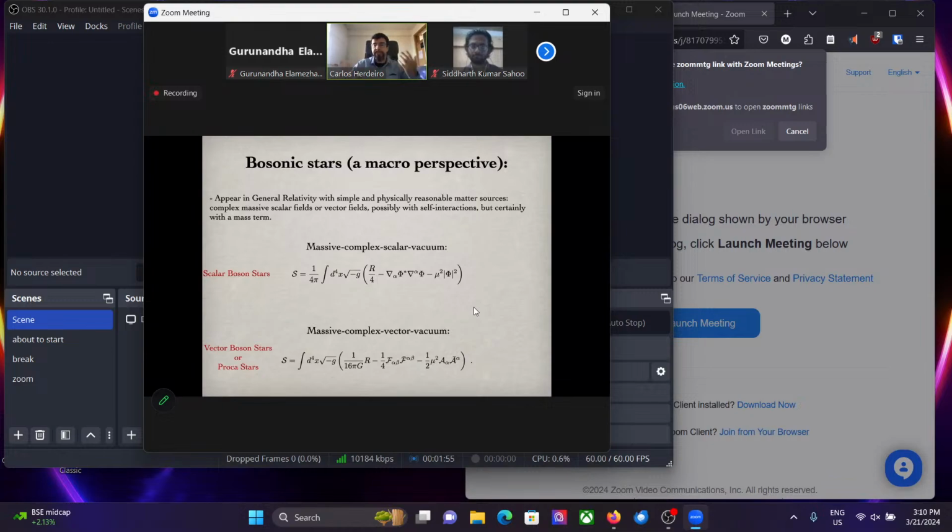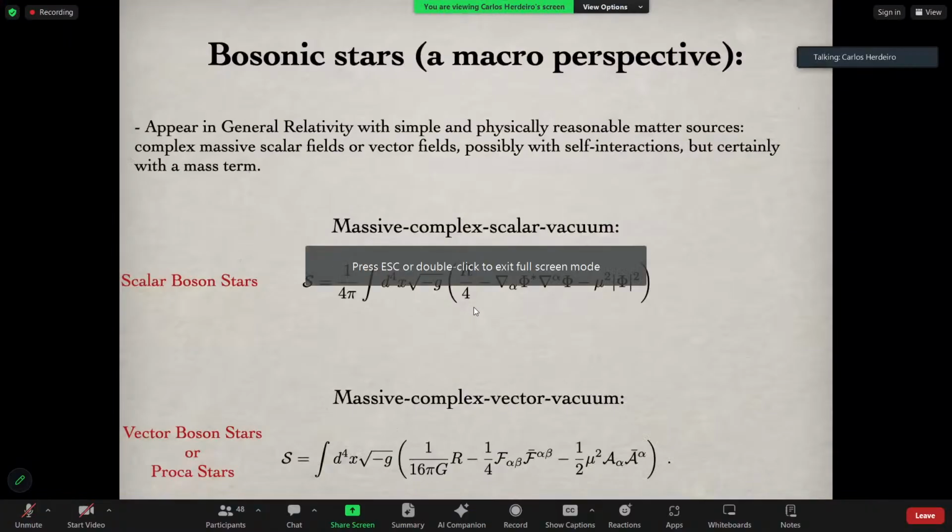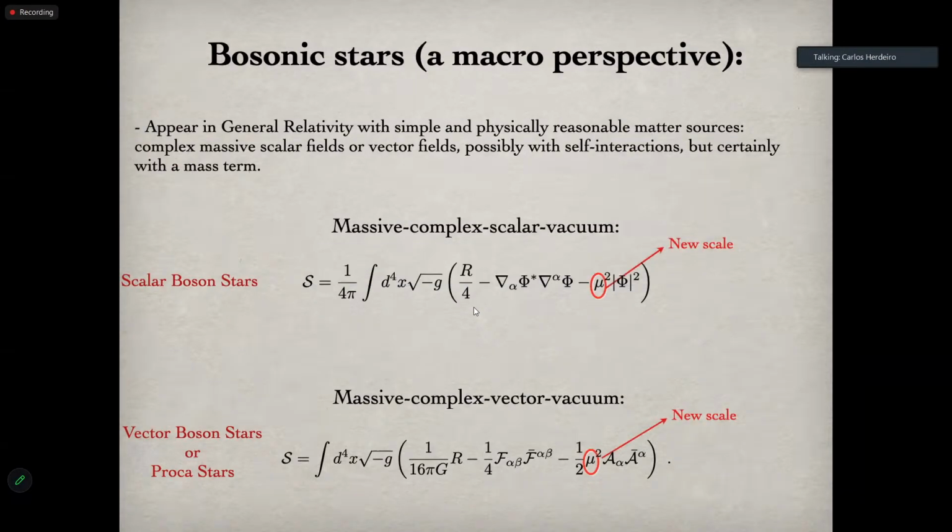Collectively, sometimes they are called bosonic stars, encompassing both the scalar and vector case. In both cases, the field mass parameter, mu, which you see here, determines also the maximal mass of the stars, and I'll show you how that works, and can be faced as a new scale. So often in the following, I will call this the reference model, simply because they are the simplest. But remember, these type of solutions emerge in many other more complicated models.